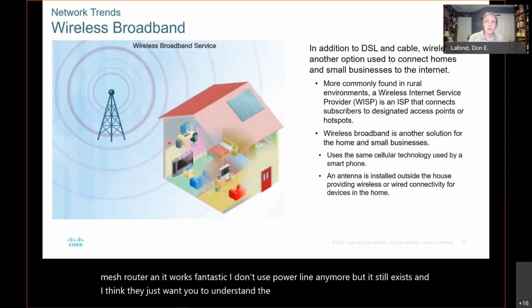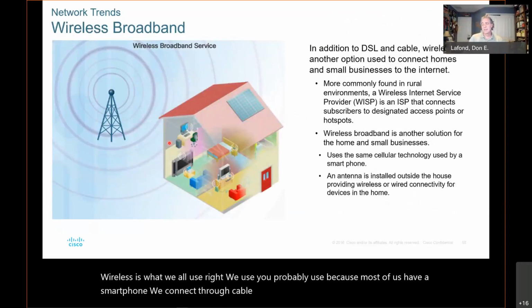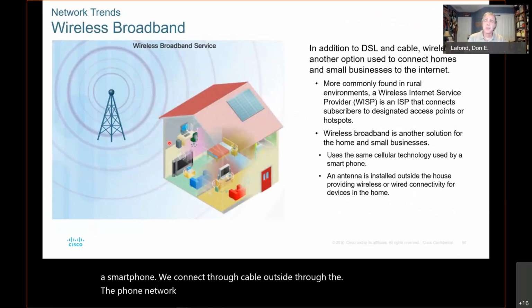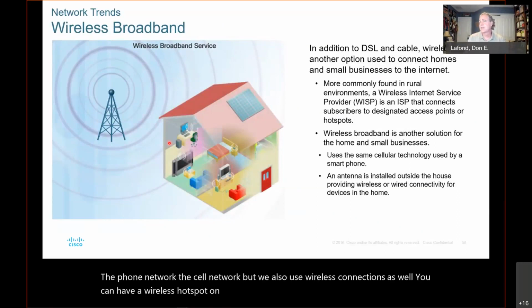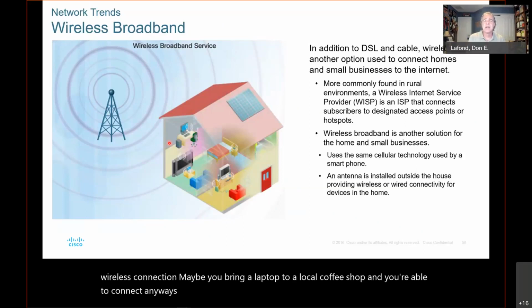Wireless is what we all use, right? Well, you probably use, because most of us have a smartphone. We connect through the phone network, the cell network, but we also use wireless connections as well. You can have a wireless hotspot on your connection, or you can use somebody else's wireless connection. Maybe you bring a laptop to a local coffee shop and you're able to connect. Anyways, that is still growing.